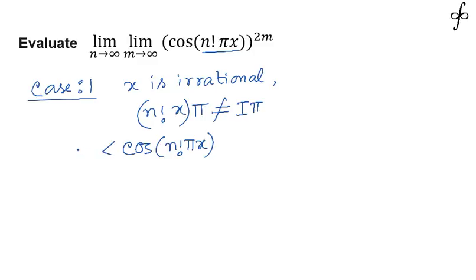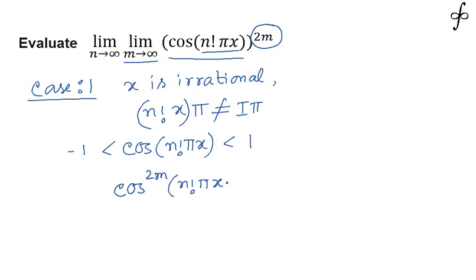So we can easily claim that cosine of this particular angle, n! π x, is definitely going to be a value strictly within minus 1 and 1, because this angle is not an integral multiple of π, so the cosine value will be anything between minus 1 and 1, including 0. So anything lying between minus 1 and 1 is getting multiplied infinite number of times, because m is tending to infinity. So anything lying between minus 1 and 1 to the power infinity, that is cos to the power 2m of n! π x, can safely be said to be tending to 0.